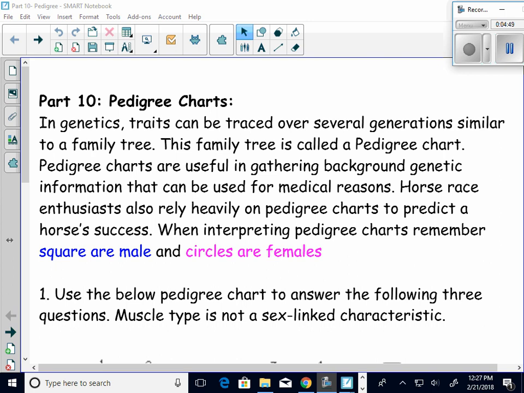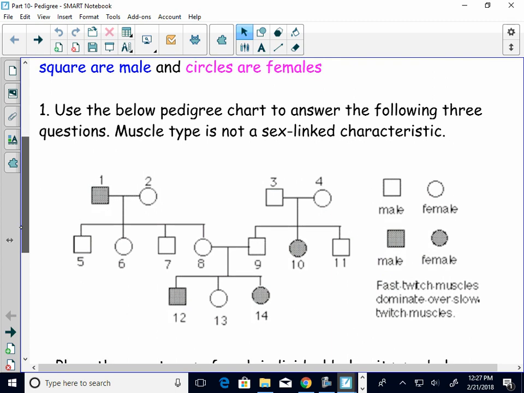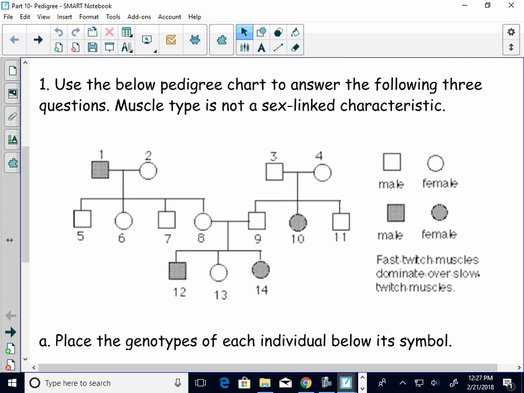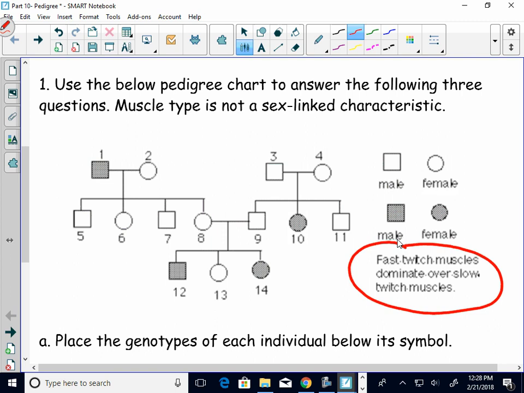Now, in these pedigree charts, a square is a male. A circle is a female. Square is a male. Circle is a female. And right here it says use the below pedigree chart to answer the following 3 questions. Muscle type is not a sex-linked characteristic. Now, over here it says fast twitch muscles dominate over slow twitch muscles.